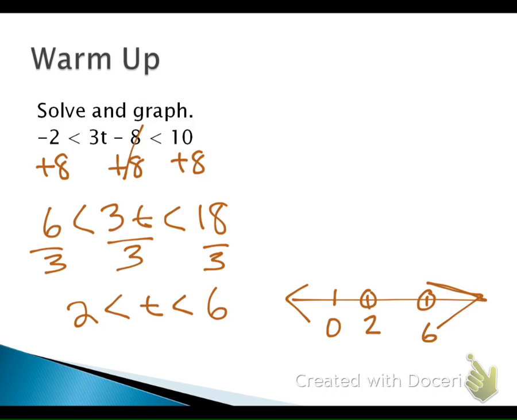They're both open circles since these aren't equal to, and since it's an and problem, I'm going to shade in the middle. T is in the middle of 2 and 6. Not right in the middle, but anywhere in between there.